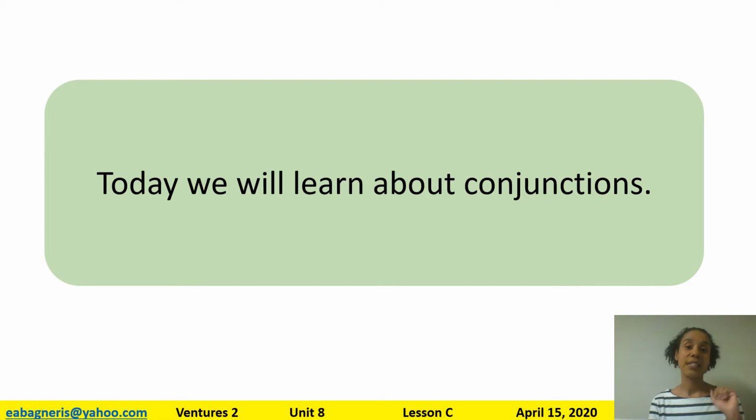Conjunctions are words like and, but, and or. We use them when we want to tie things together. So, we are going to talk about that in just one minute.